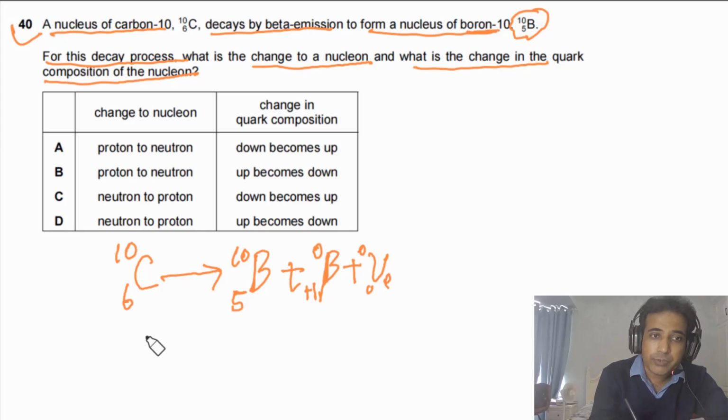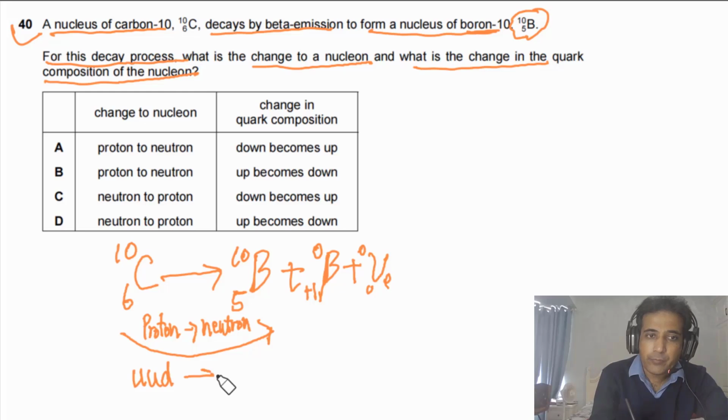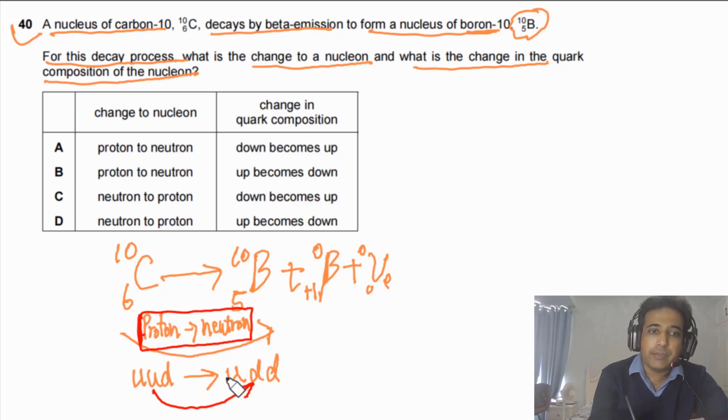So in this case, proton number is decreasing, 6 to 5, so a proton becomes a neutron, because the mass number is the same. A proton has 2 up quarks and 1 down quark, and a neutron has 1 up quark and 2 down quarks. So it simply means that 1 up quark becomes 1 down quark. So this is the change in the nucleon, and this is the change in quark composition: up quark becomes down quark.